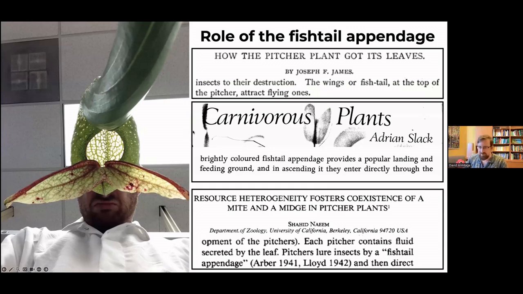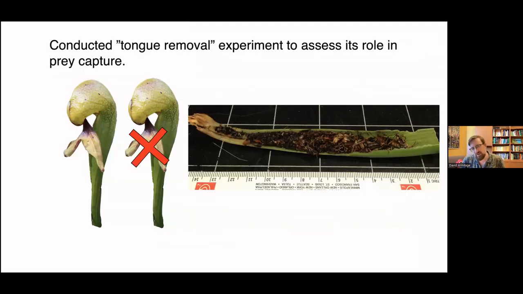Here you can see 3 different examples of people just writing in saying that, yeah, these things are adaptations by this plant to attract prey. And so I just wanted to test that. Like, how important is this tongue for successful prey capture on the plant?